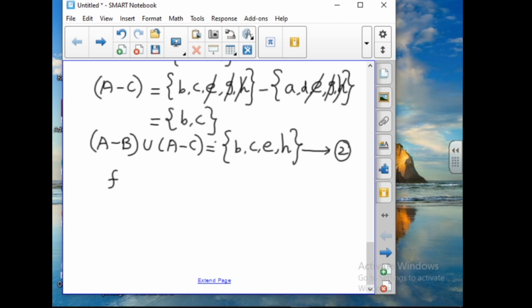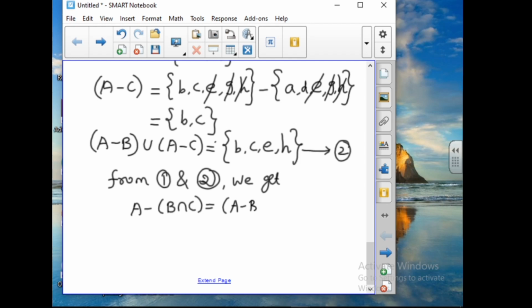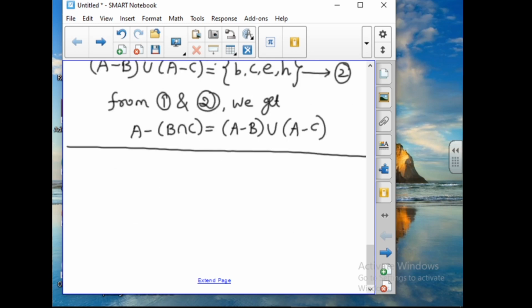So from 1 and 2, we get A difference B intersection C is equal to A difference B union A difference C. So your fifth sum is over. Then next question number 6.